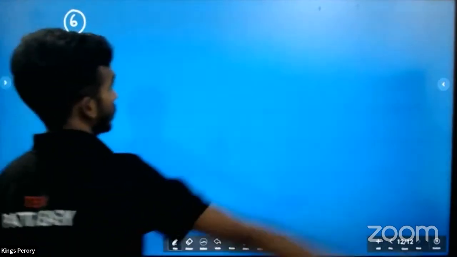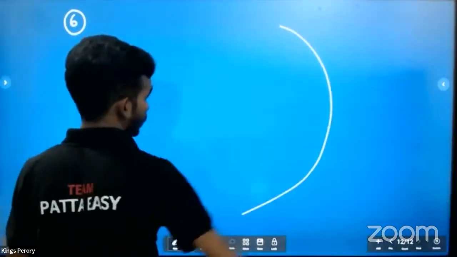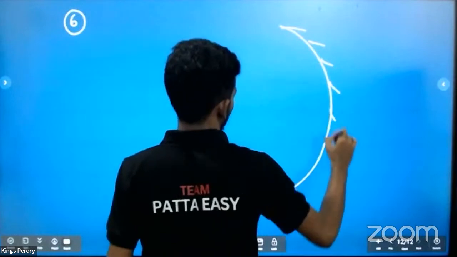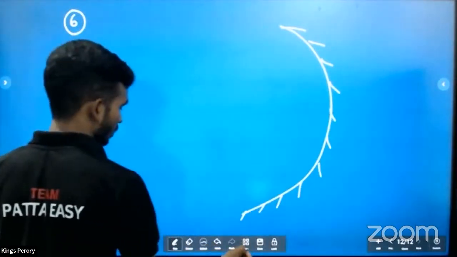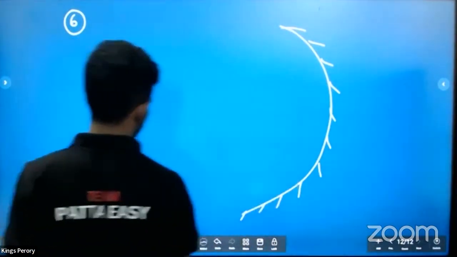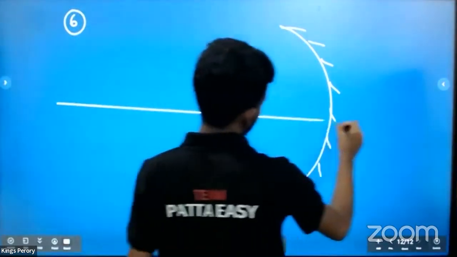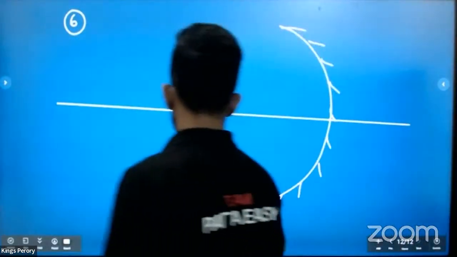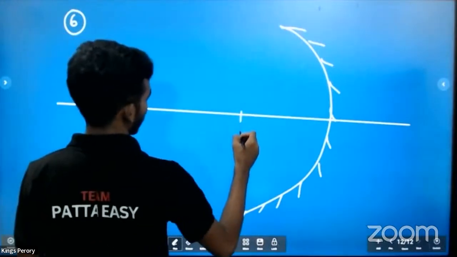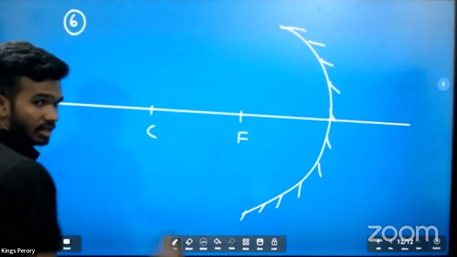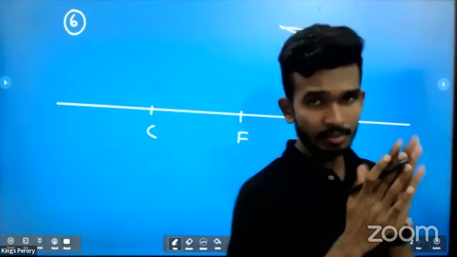Last one there. Sixth ray diagram. Again, I draw a concave mirror, the principal axis, F and C. What's your last ray diagram?